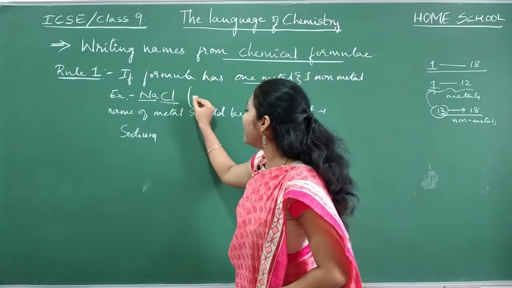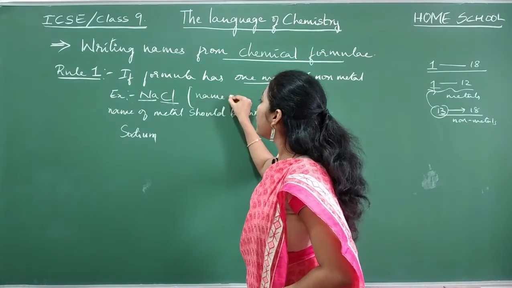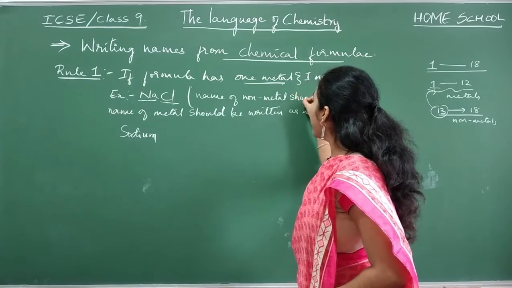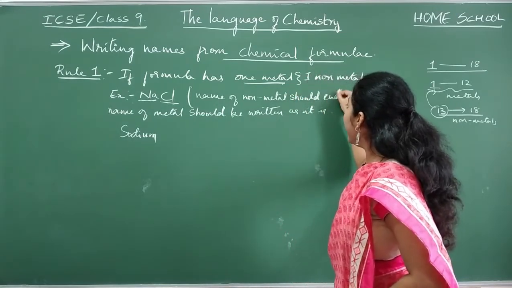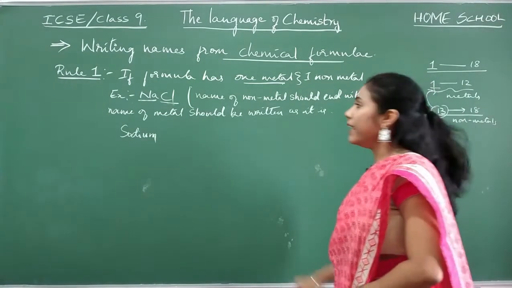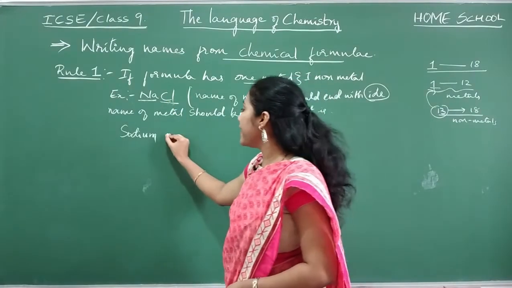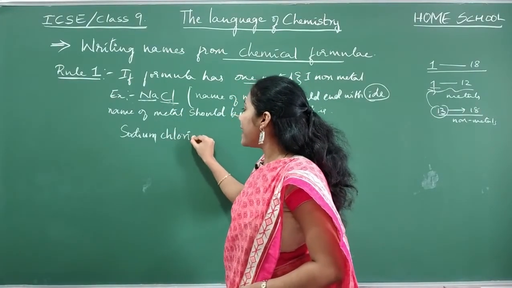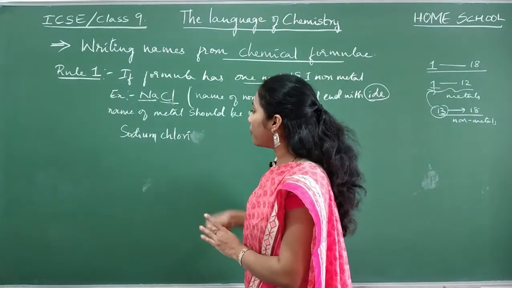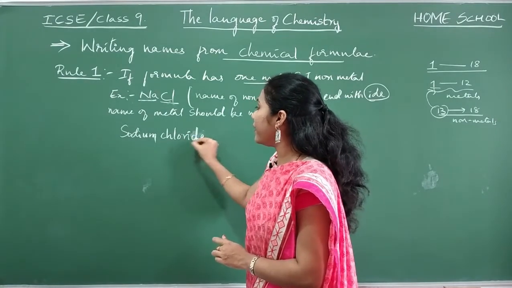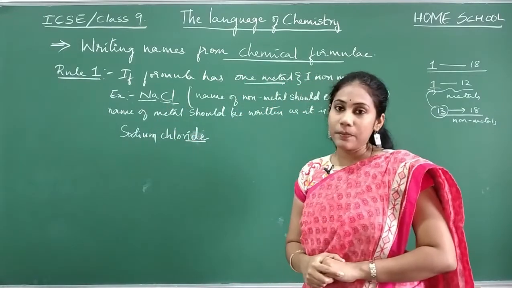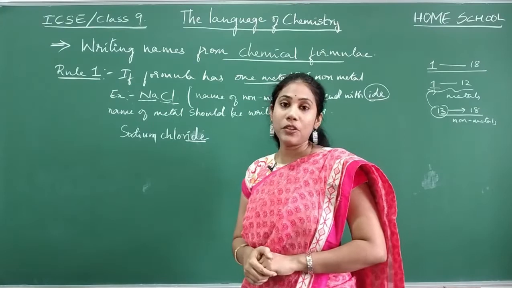So what will I write here? Name of non-metal should end with IDE. Remember this. Its name is chlorine, but we don't write it as chlorine. The last "ne" we will remove, "i" is already there, so "de" we have to add. So what is this name? Sodium chloride. Sodium chloride. Okay, got it?